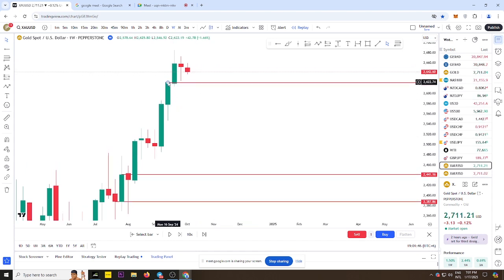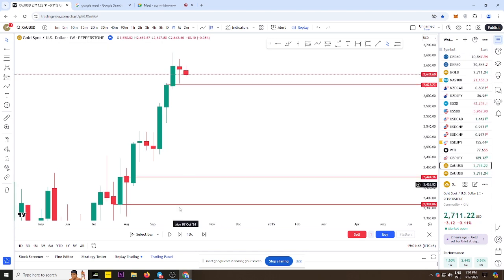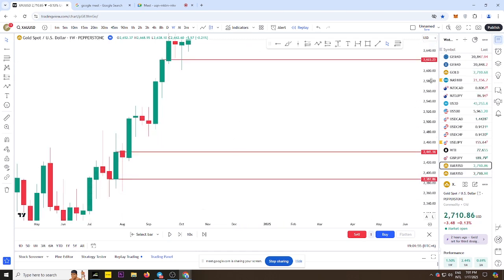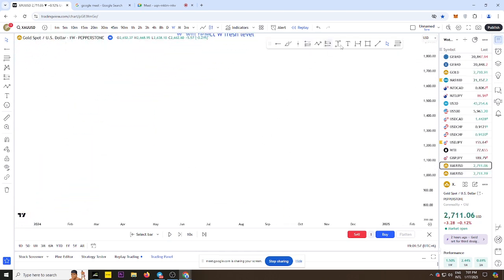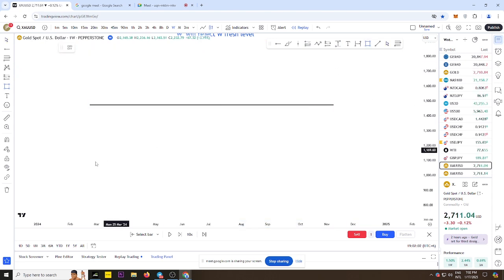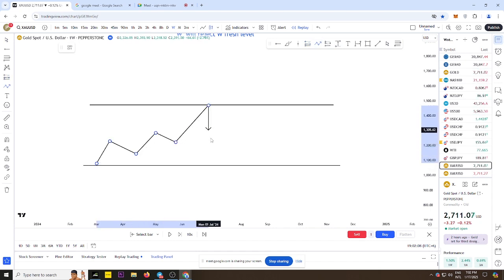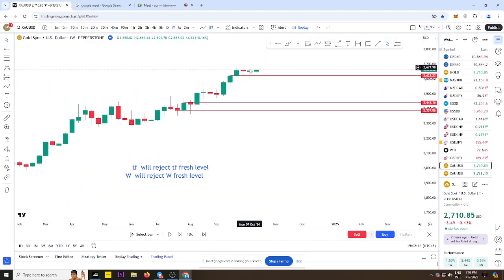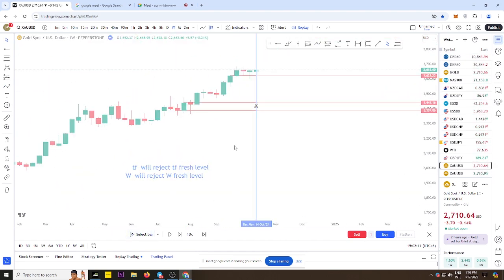So this one is fresh, and the rejection happened here, isn't it? Yes. So let us go here. We see this level, one level is here, and another level is here. And this is our weekly market, and we see a rejection here. That's the same rejection we see here.